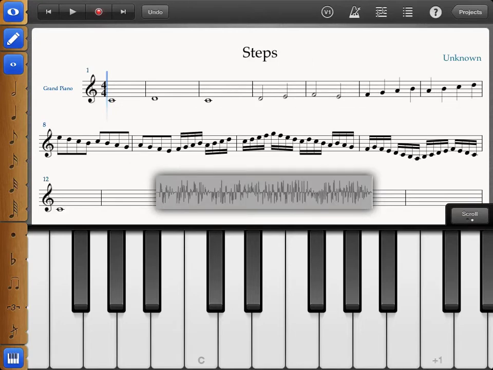Next is our steps. For steps, if you're on the keyboard, you're just going to simply go from one key to the next, never skipping one. If you want to go back down, you'd have to go down to the next one. You just always go to the next key, whether you're going up or down. If you look at the scale, the music is the same way, especially when we get up to here. You're always going up and down by one note on the staff. That's steps. Here's an example.